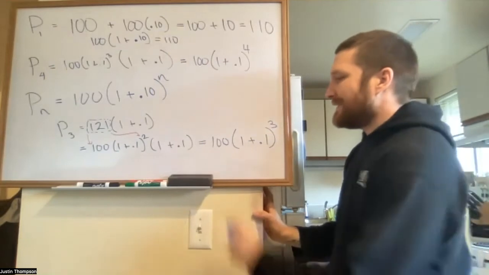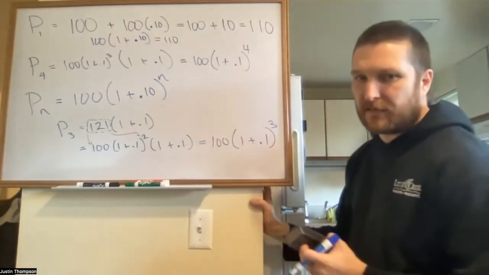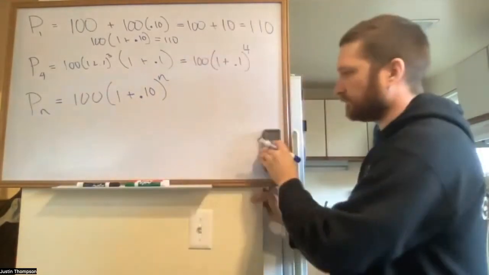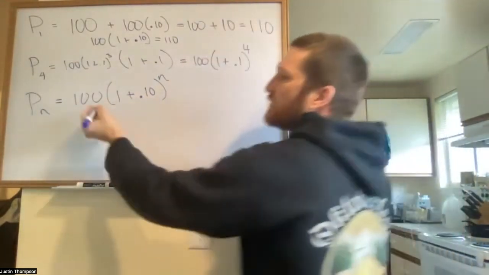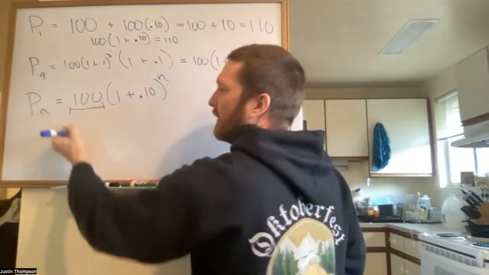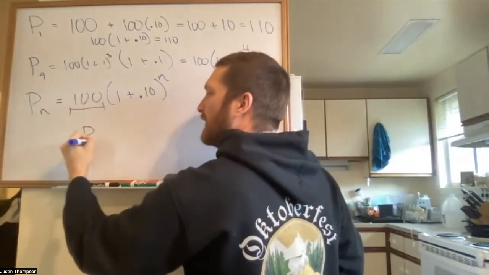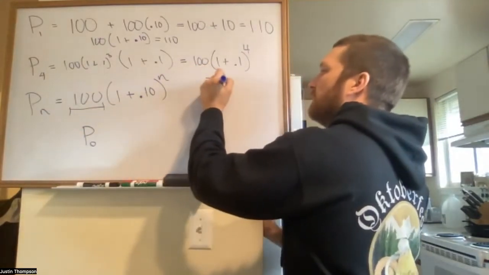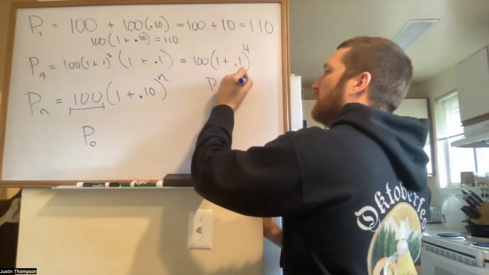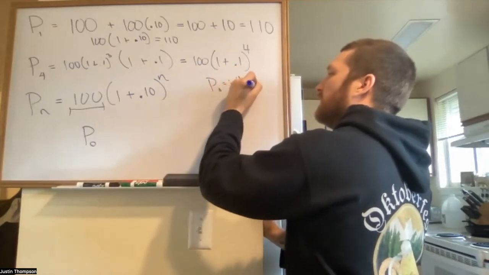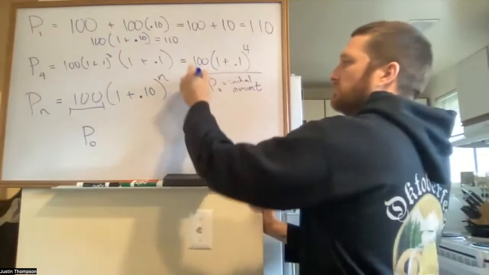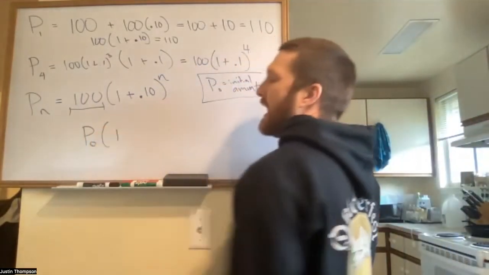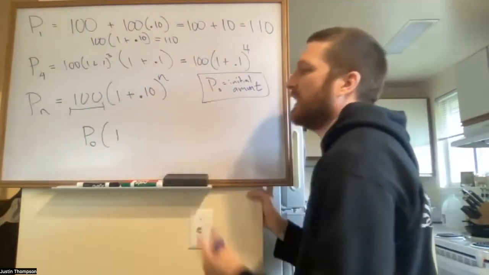And so let's see if we can generalize this. So this was my original amount right here. That's what we're going to call P0. It's my initial amount. So just to be clear, P0 is my initial amount. Of course, you're going to get that amount back. So you have a 1 there. You're always going to have a 1 there.